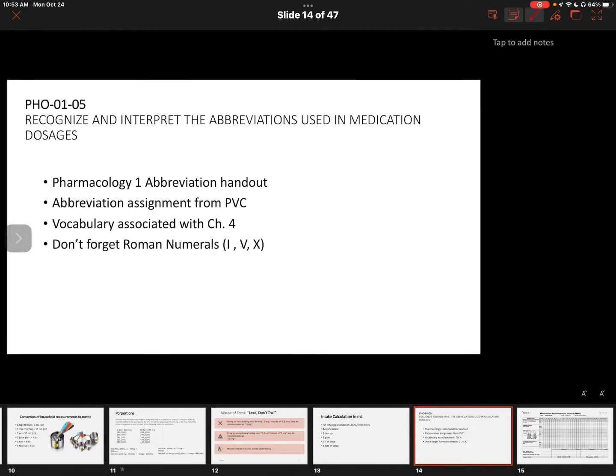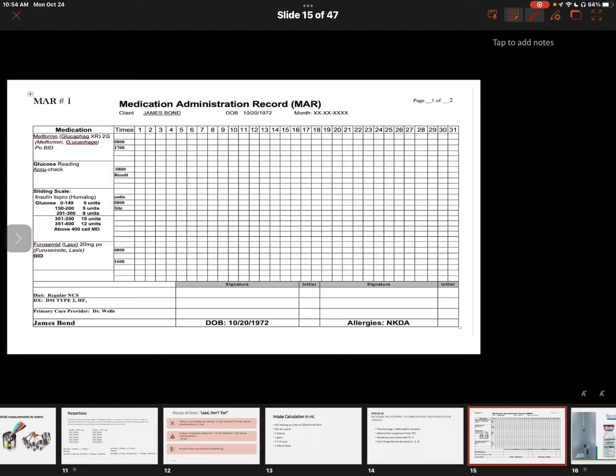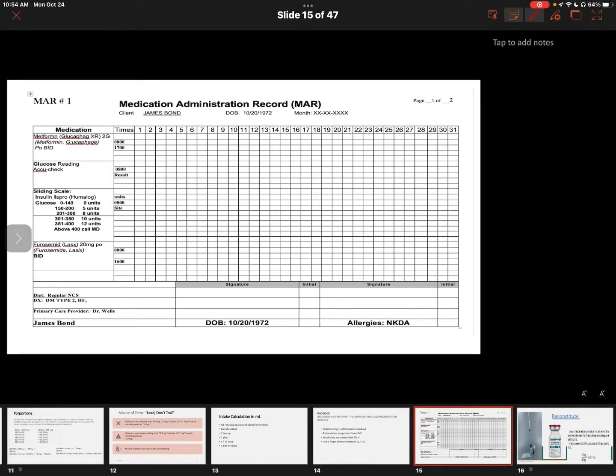Don't forget, Roman numerals 1, 5, and 10 are represented by these letters. Here is a medication administration record, also referred to as a MAR. If the patient had a paper MAR, this is exactly how it would look. And the reason why I'm bringing this to your attention is we do have some facilities that still do paper MAR recording. More and more of our facilities are moving towards the EHR.